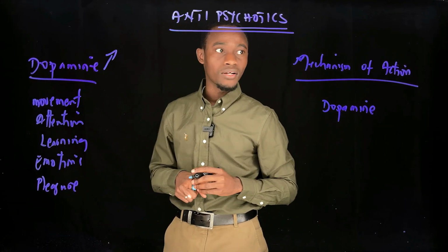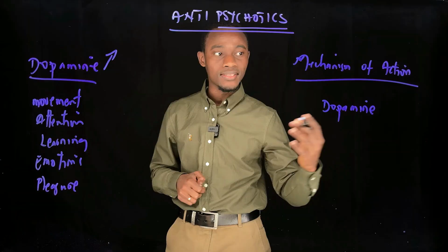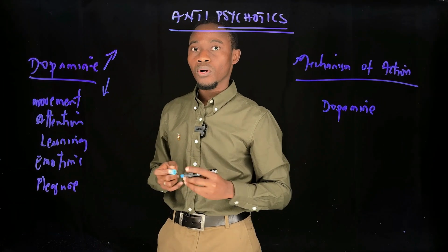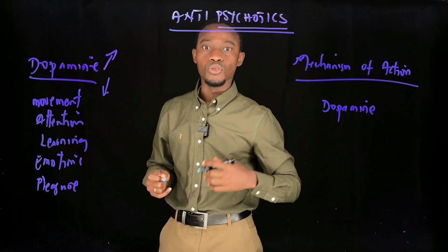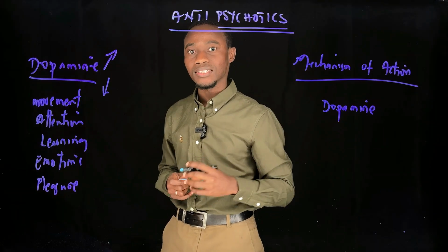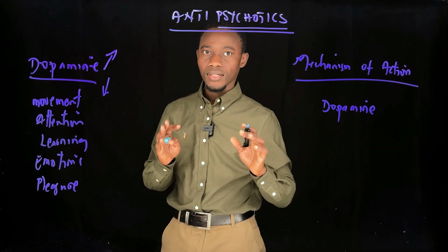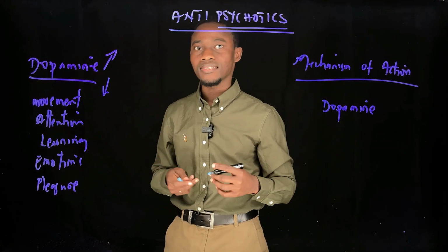So the idea of the mechanism of action of antipsychotics is that by lowering the effect or the actions of dopamine, you will in turn reduce the psychotic symptoms that are demonstrated by individuals suffering from psychosis. Let me use a diagram to bring out this idea much better.